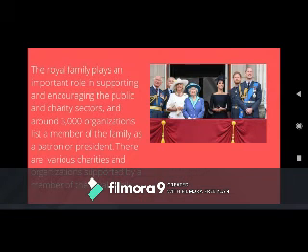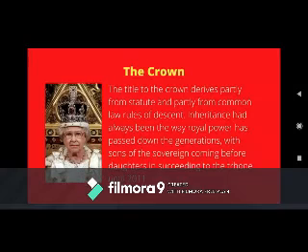The royal family plays an important role in supporting and encouraging the public and charity sectors, and around 3,000 organizations list a member of the family as a patron or president. There are various charities and organizations supported by a member of the royal family.